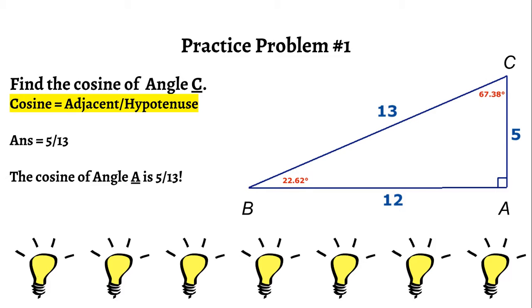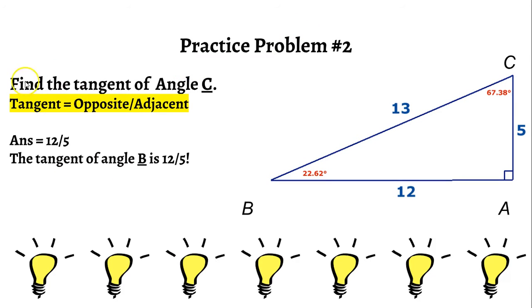Now let's do some practice problems to get it in your mind. So the first practice problem asks to find the cosine of angle C. We know that cosine is equal to adjacent divided by hypotenuse. The adjacent is the side next to the designated angle in the problem. And since the designated angle is C, we can figure out that the adjacent is equal to 5 and that the hypotenuse is equal to 13. So the cosine of angle C is 5 divided by 13.